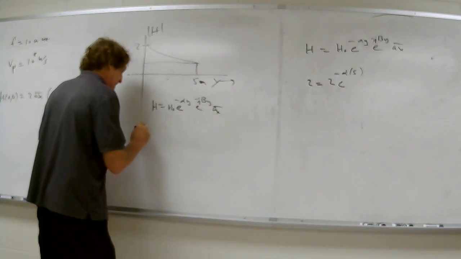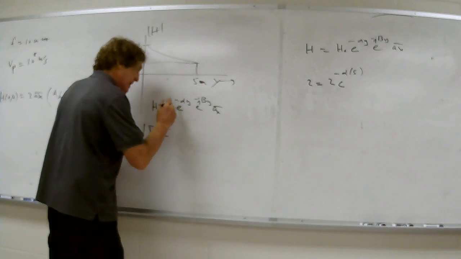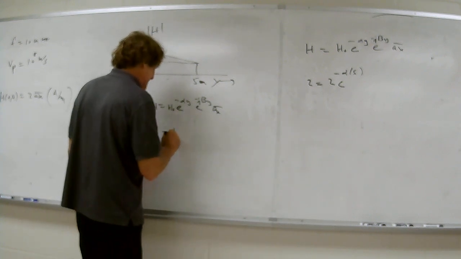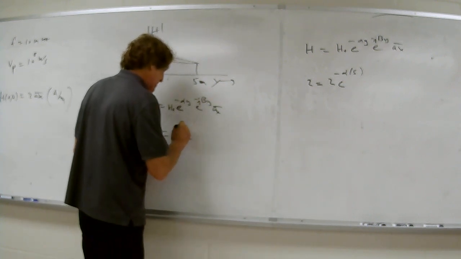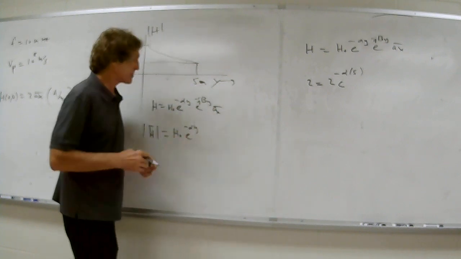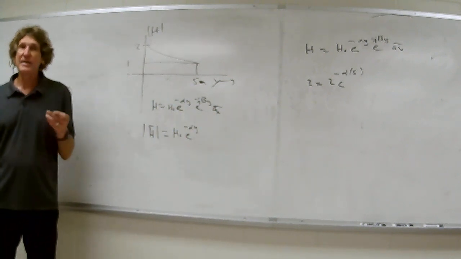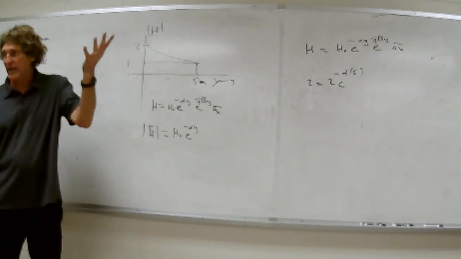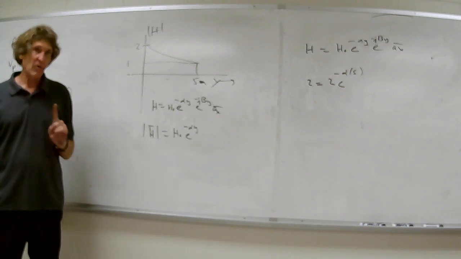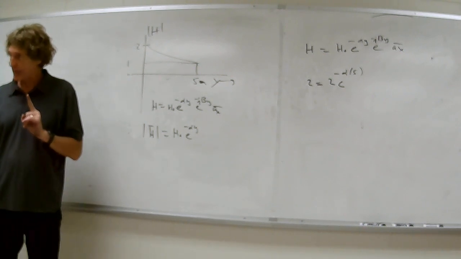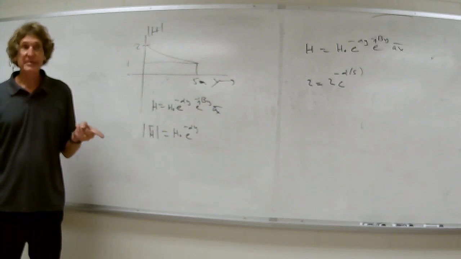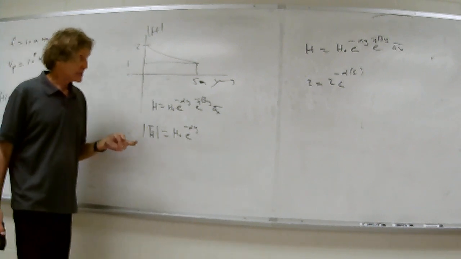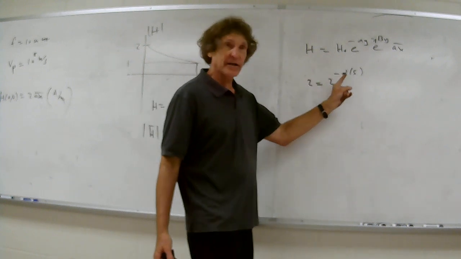Now, if I take the magnitude of the H field right here, that's simply going to be H naught, e to the minus alpha y, times e to the minus j beta y. E to the j of anything has a magnitude that's always 1. Can you all follow me? With me on this? All right, so I can get alpha, can't I?